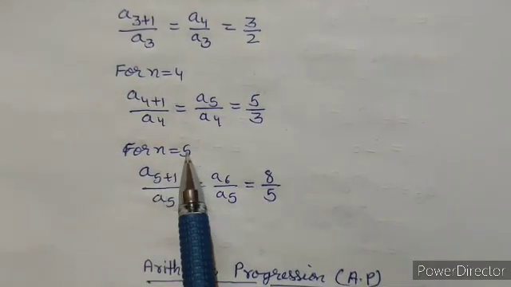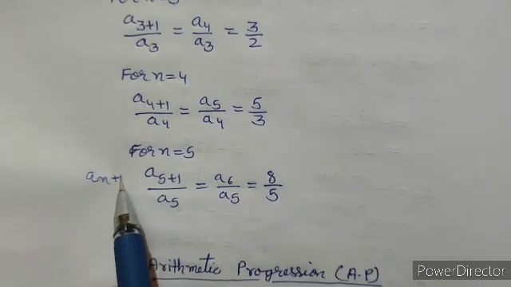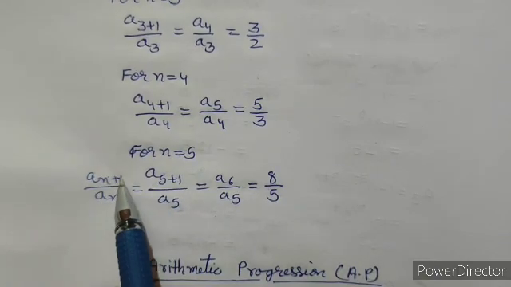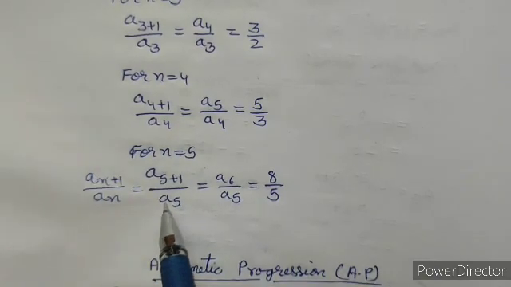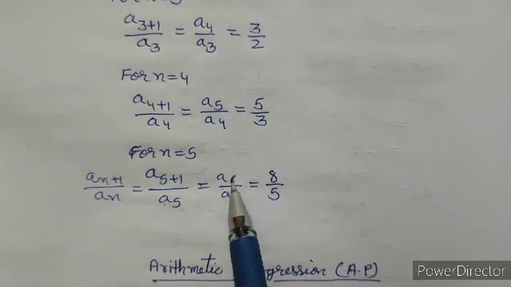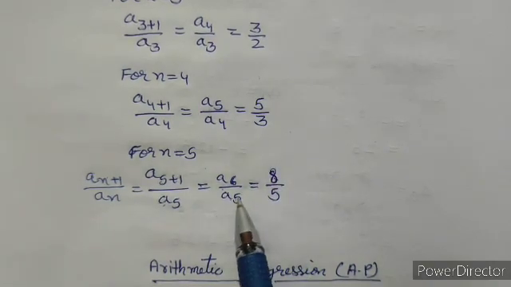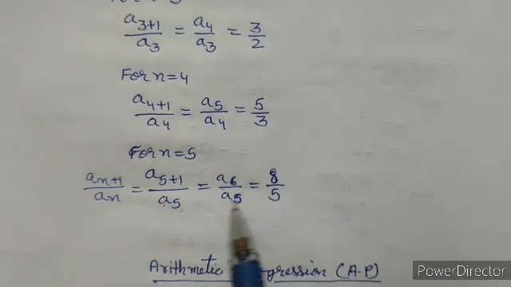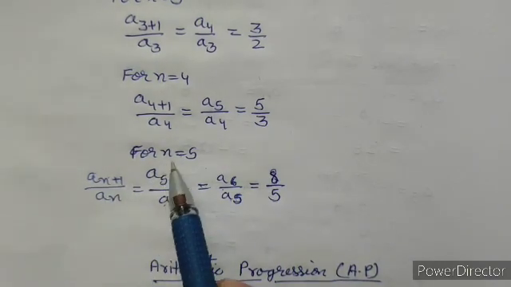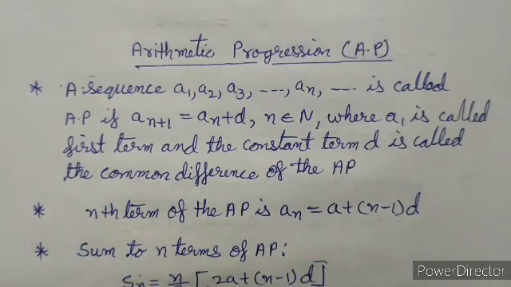Now for n equal to 5, an plus 1 upon an will be equal to 5 plus 1 upon a5, and that will be equal to a6 upon a5. Now a6 was equal to 8, that we have obtained from the Fibonacci series, upon a5, and that was equal to 5. So the value of an plus 1 upon an for n equal to 5 will be equal to 8 upon 5. Now come to exercise 9.2.